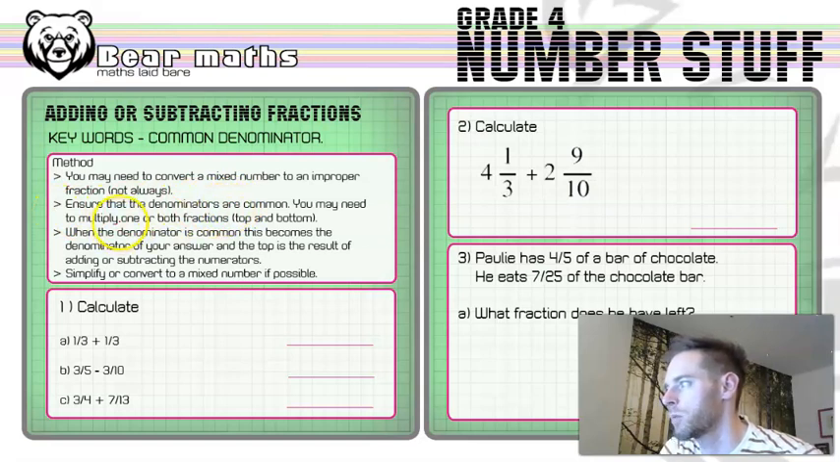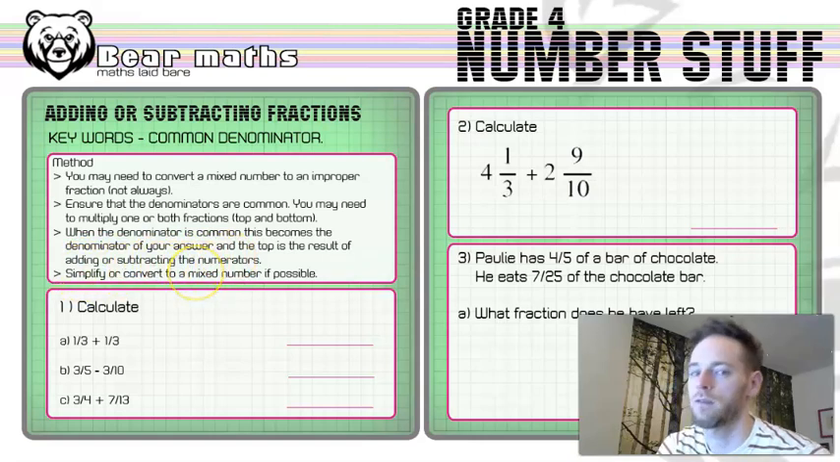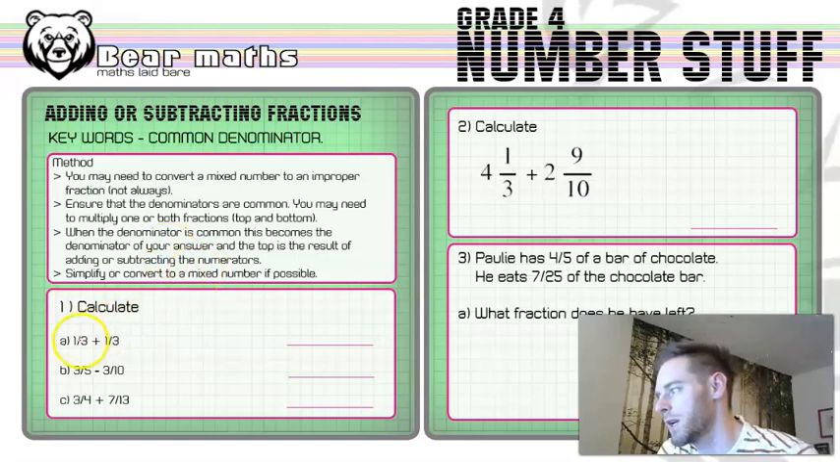Now, in the second step, ensure the denominators are common. You may need to multiply one or both fractions, top and bottom. Again, you may not need to, they might already be the same. When the denominator is common, this becomes the denominator of your answer, and the top is the result of adding or subtracting the numerators. Now, in the last step, we simplify or convert to a mixed number if it is possible to do so.